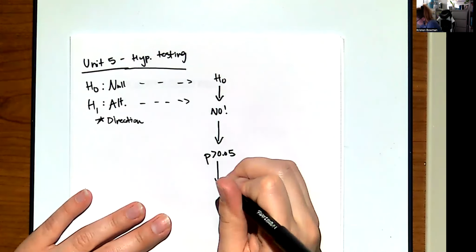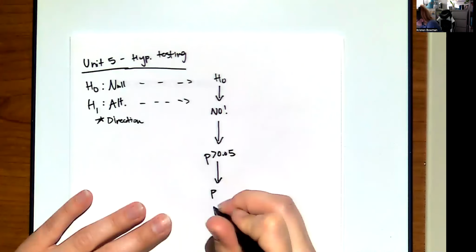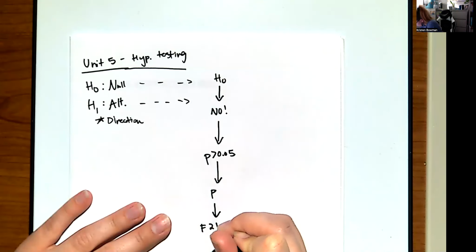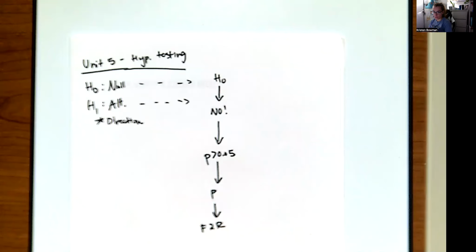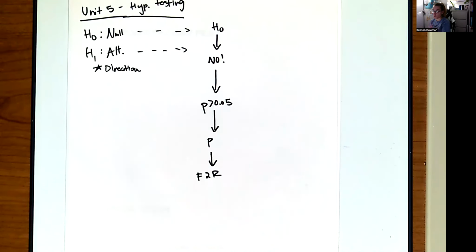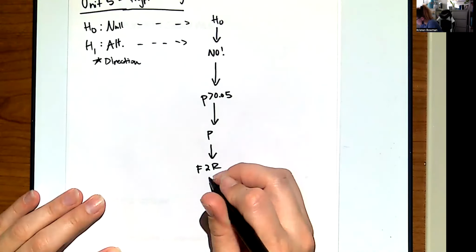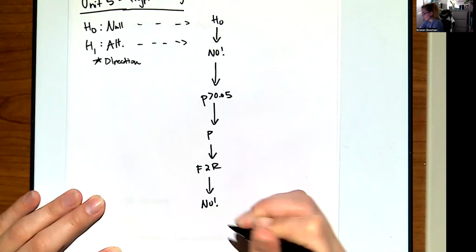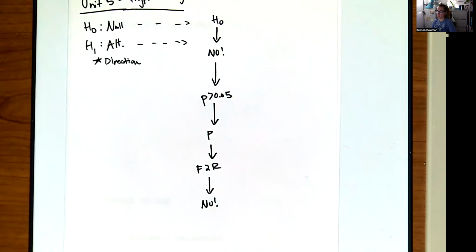This would mean that the data are plausible and you would fail to reject. FTR is shorthand for fail to reject. You would fail to reject the null hypothesis and you would conclude that there is no difference between. That is the flow of hypothesis testing.